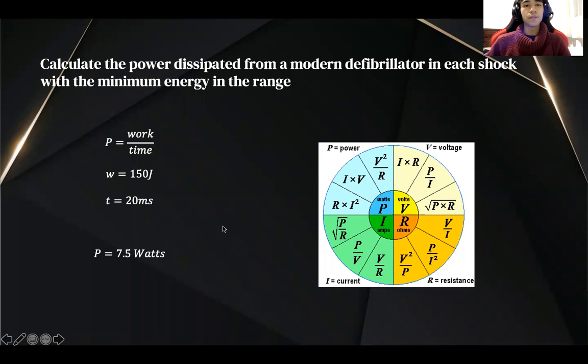To calculate the power dissipated from a modern defibrillator in each shock with the minimum energy in the range, we have to use the formula of power, that is work over time. We know the work, that is 150 joules, and the time, that is 20 milliseconds. So we have finally the result of 7.5 watts.